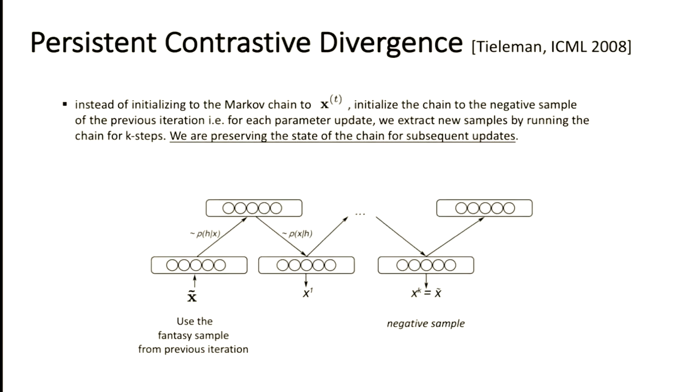And this is essentially the idea behind persistent contrastive divergence, which was introduced by Tieleman in 2008, wherein you're preserving the state of the chain for every subsequent state. So previously here, instead of x tilde, you were using x of t. So every time you're reinitializing from your actual data sample, but instead of doing that, you can use the same fantasy sample that you got from the previous iteration itself, which essentially allows you to preserve the state and makes the CD algorithm much faster. So that's the main idea.